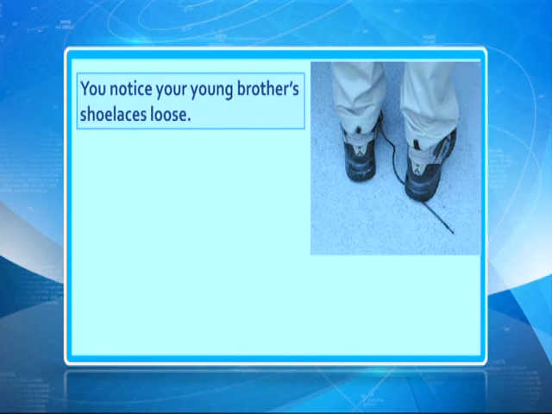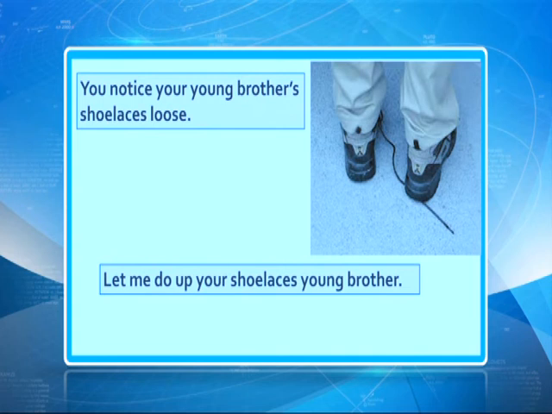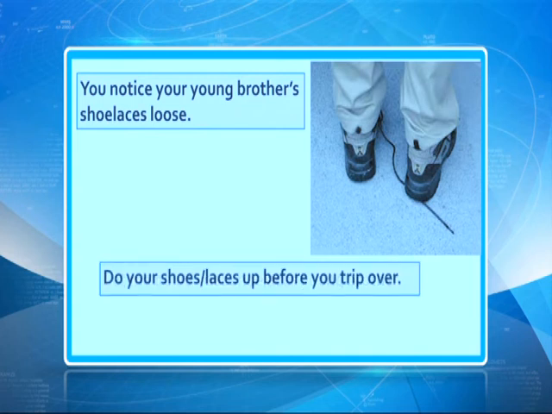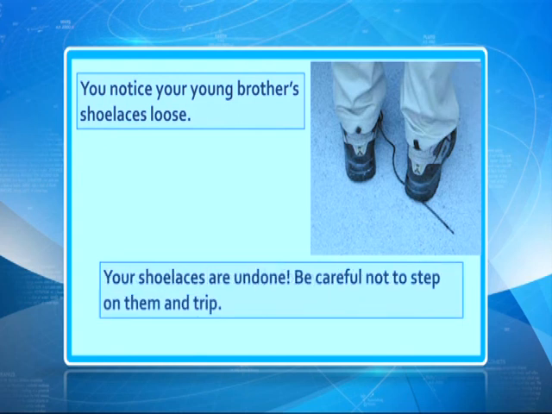You notice your young brother's shoelaces loose. So what would you say to him? Let me do up your shoelaces, young brother. Or, do your shoelaces up before you trip over. Or you can say, your shoelaces are undone. Be careful not to step on them and trip.